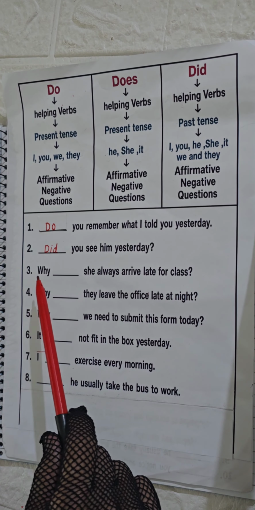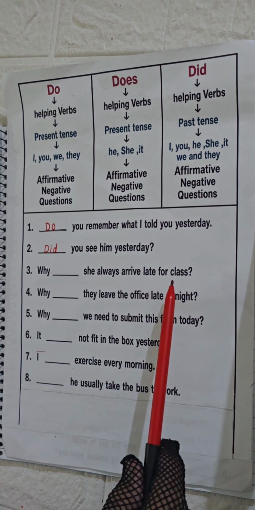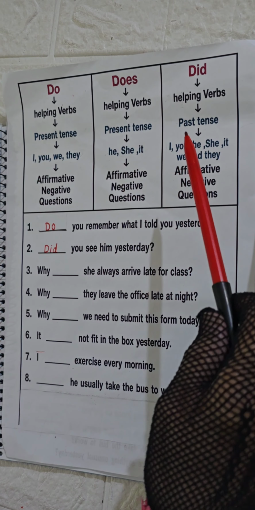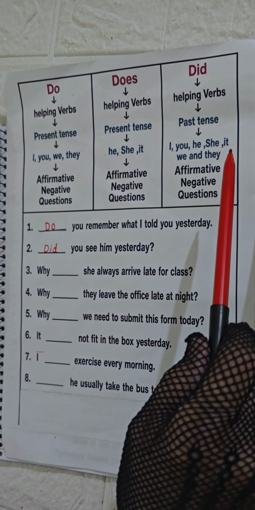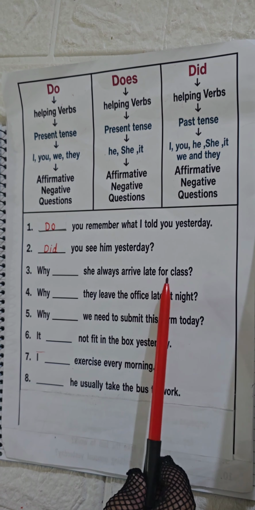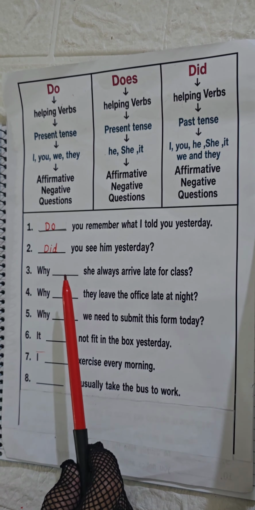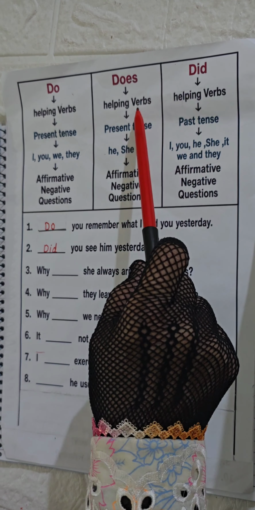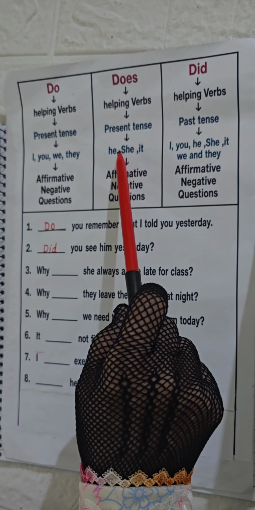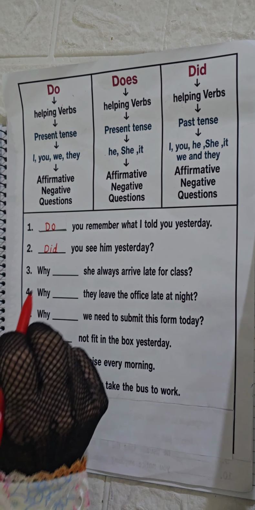Number three: why blank, she always arrive late for class? What will you write in the blank? Do, does, or did? You see, firstly, the sentence is in the present. And the second thing is does is always used with she. You can see over here. So we will write does in the blank.